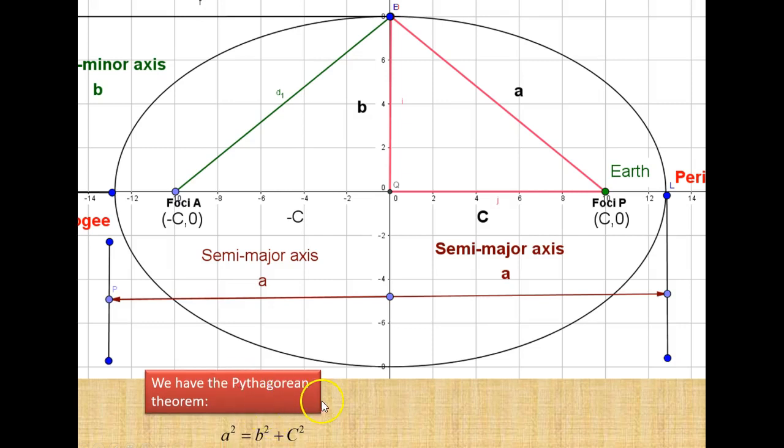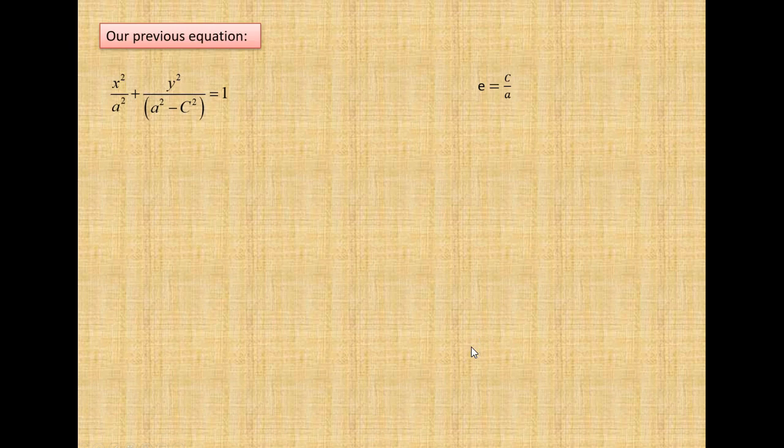So from the Pythagorean theorem, we have a squared is equal to b squared plus c squared, where the eccentricity is equal to c divided by a. So here's our previous equation, where a squared equals b squared plus c squared, and the eccentricity is equal to c divided by a.